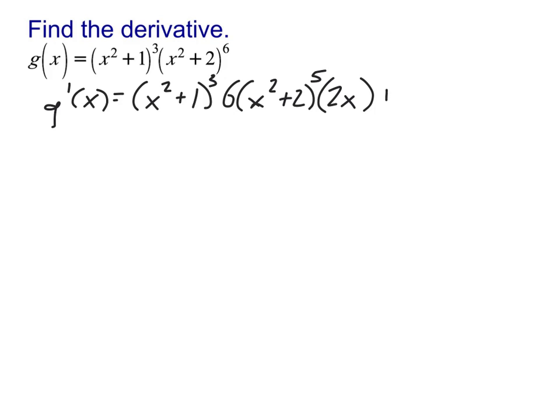All right, then we do derivative times original. And so that's going to be then chain rule for that first derivative. So 3 times x squared plus 1 squared times the derivative of the inner, which happens to also be 2x, times the last function, which is x squared plus 2 to the 6. So we're still using product rule. It's original times derivative plus derivative times original. It's just that when we find those derivatives within there, we have to use the chain rule. That's a long one.